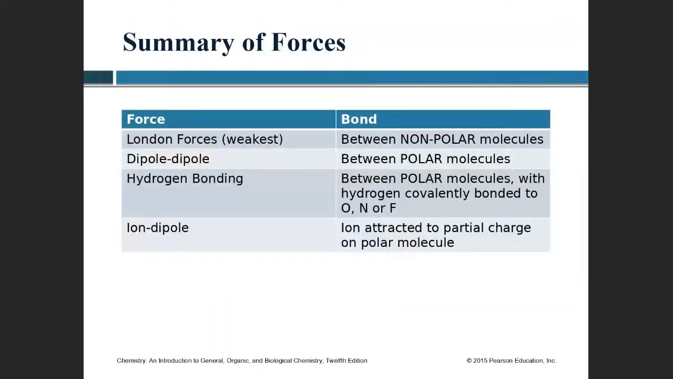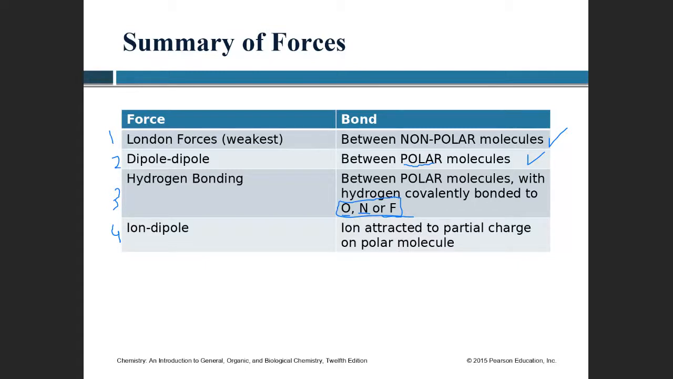Finally, let's have a summary of the intermolecular forces. As we said, we have four types. The first one is London forces, which is the weakest, and it is between non-polar molecules. The dipole-dipole interactions are between polar molecules. The hydrogen bonding is between polar molecules with hydrogen covalently bonded to oxygen, nitrogen, or fluorine. Very important, don't forget that: on the molecule, we have one side as hydrogen, the other side as oxygen, nitrogen, or fluorine.